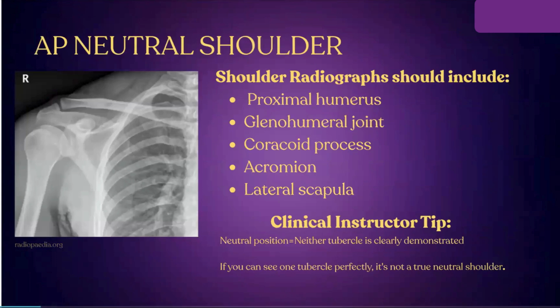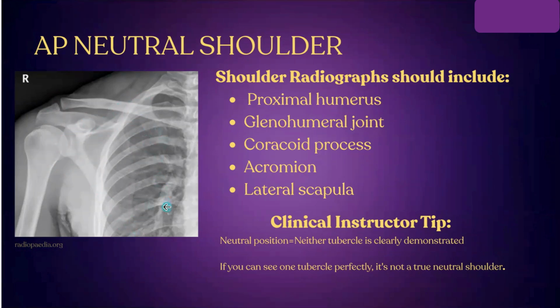So an AP neutral shoulder radiograph should include, again, the proximal 1/3 of the humerus, the glenohumeral joint seen here, the coracoid process, which is this area here, the acromion of the scapula, as well as the lateral scapula, and again, the entire scapula in its entirety. So you're going to want to make sure that you have that inferior angle of the scapula in addition to the superior angle of the scapula, all within profile.